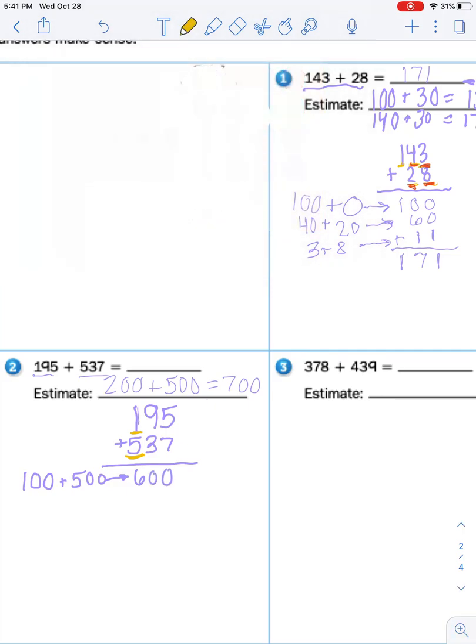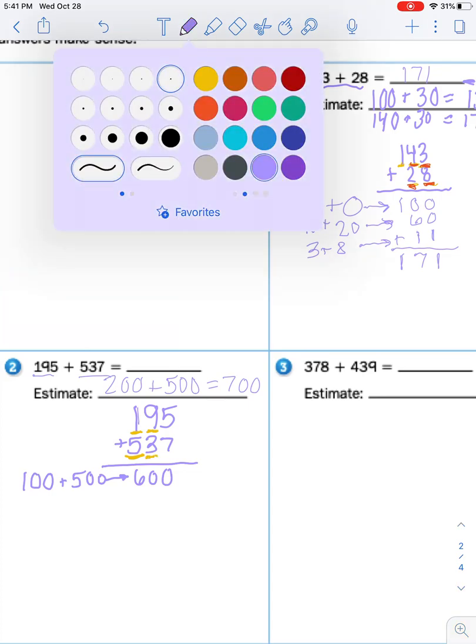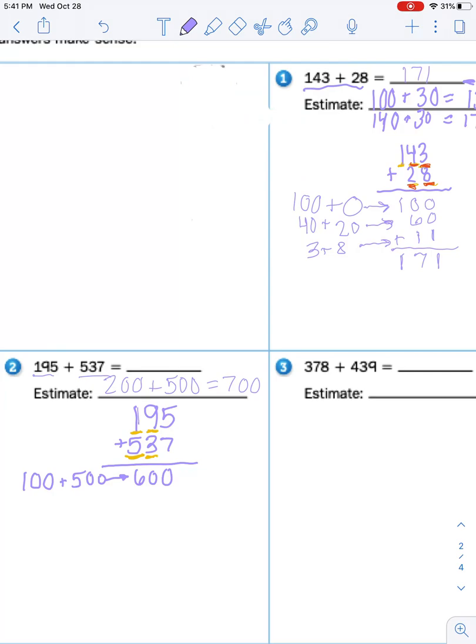Okay, now you're gonna do your tens place. 9 and 3, but remember, it's not just 9 and 3. It's 9 tens, which is 90, and 3 tens, which is 30. And then 90 plus 30 equals 120. Okay, and then our last thing that we need to add up is the ones place. That 5 and that 7. 5 plus 7 is 12.